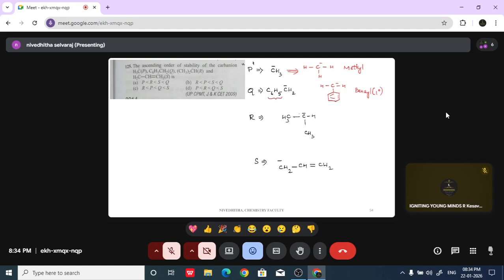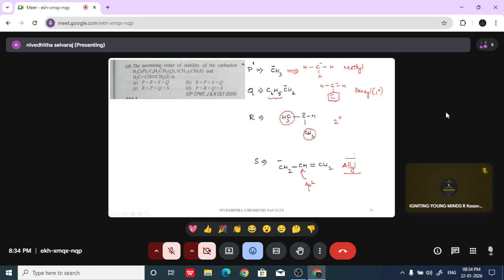And how about this one? This negatively charged carbon is attached with 2 R groups. So it is secondary. How about this S? Negatively charged carbon is attached with sp2 hybridized carbon. So this is allyl carbanion.